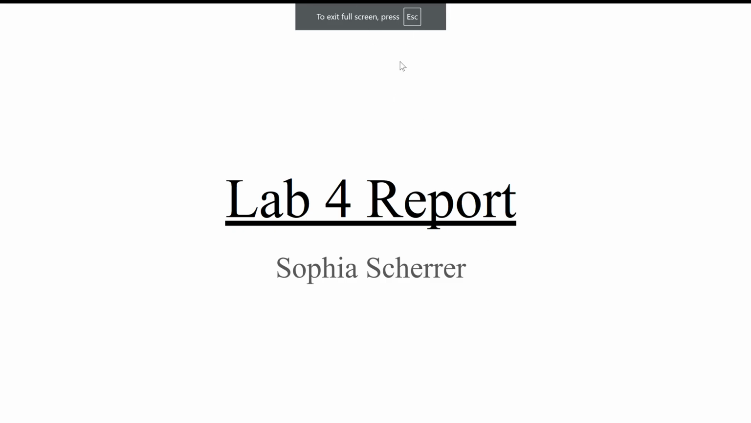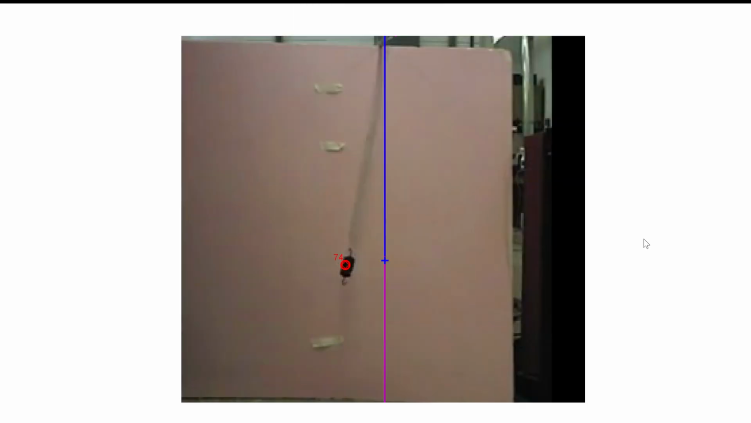This is the lab report for Lab 4. In this video, we analyzed the motion of a weight as it swung across the screen, oscillating. You can see here where we tracked it, and you can also see that the origin was placed at the top point or the base of the spring.